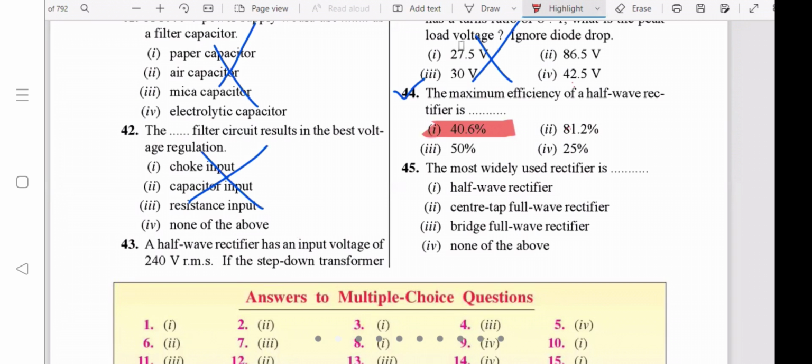So we will teach you the bridge rectifier and other rectifiers. But just remember that the most widely used rectifier is the bridge full-wave rectifier. In most rectifier designs, you can find this rectifier. So we have discussed almost all questions except some which we have not covered yet for the internal exams. These questions are enough if you can answer.